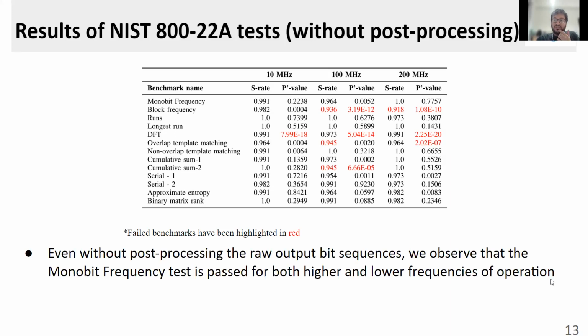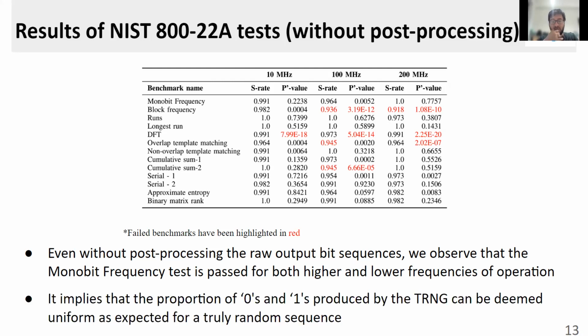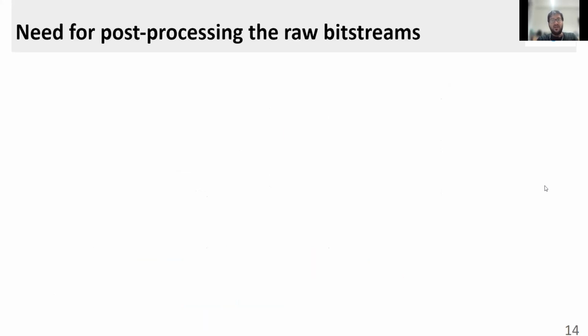But one important point which we should look at here is that the monobit frequency test is passing for both higher and lower frequency operation. Now, this is one of the most critical tests. It is the necessary test in the NIST benchmark suite to pass for any randomness check. It implies that the proportion of zeros and ones produced by the TRNG can be deemed uniform, as expected of a truly random sequence. Now, let's see what happens with the post-processing of the raw bit stream.